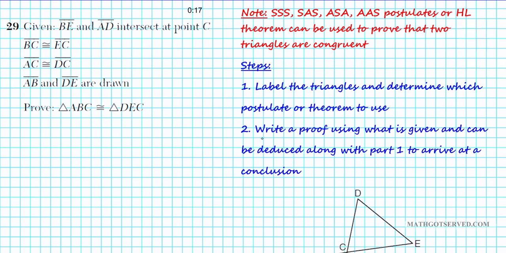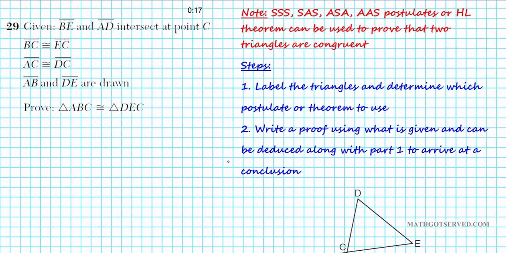Number two, we're going to write the proof. I'm going to use a two-column proof. Of course, you can use a paragraph proof if you want, or a flowchart proof. I'm going to use a two-column proof because that's the format I like. So we're going to write a proof using what is given and can be deduced using the theorems in algebra and postulates. Then, along with part one, we're going to arrive at a conclusion.